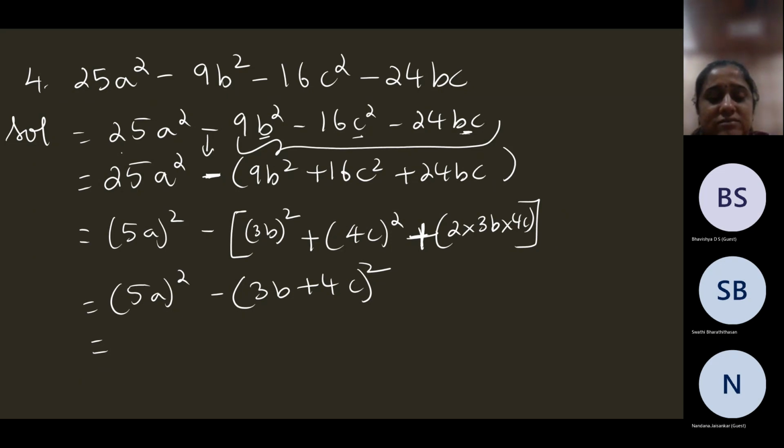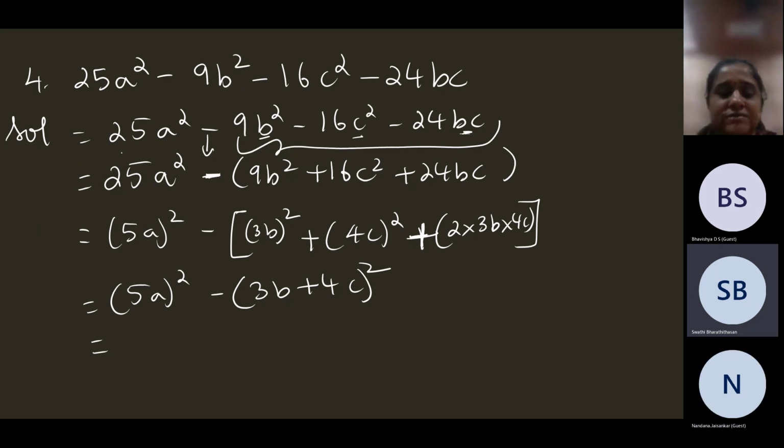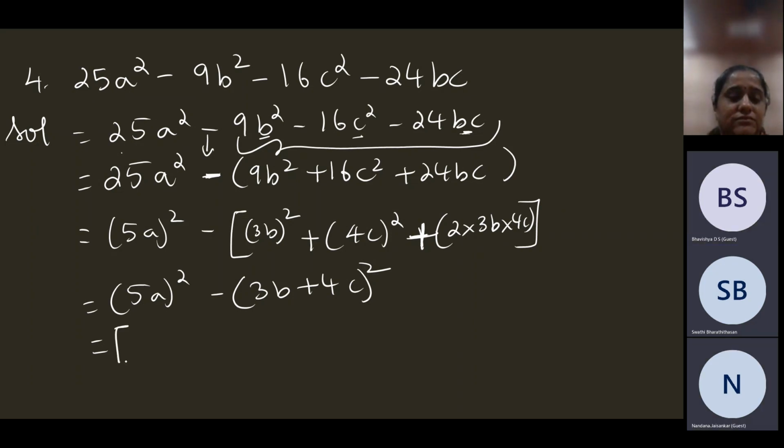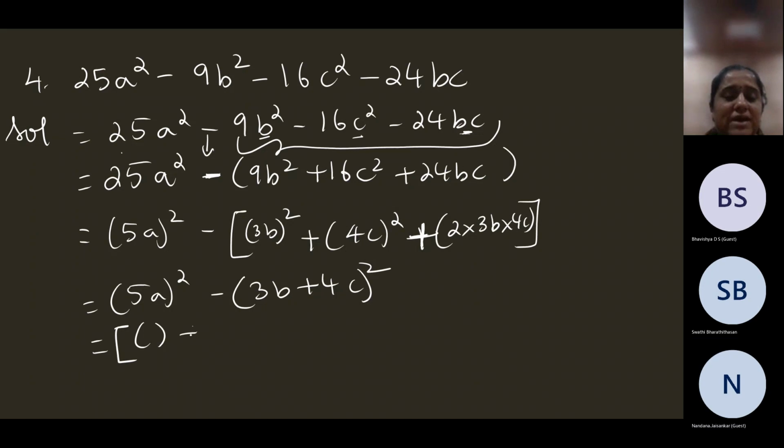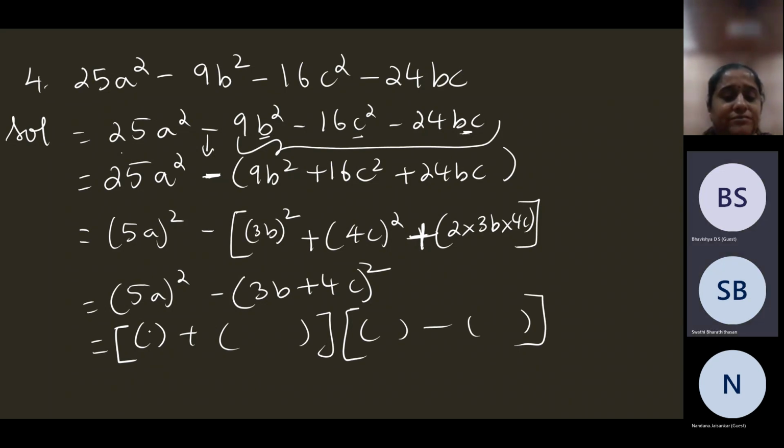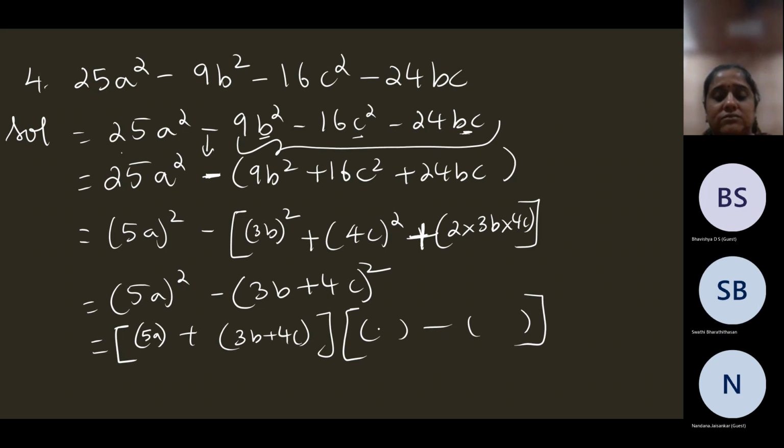What is x? 5a, ma'am. What's y? 3b plus 4c, ma'am. So x plus y into x minus y. So what should I write here? 5a. 3b plus 4c, ma'am. Very good. 5a and 3b plus 4c.